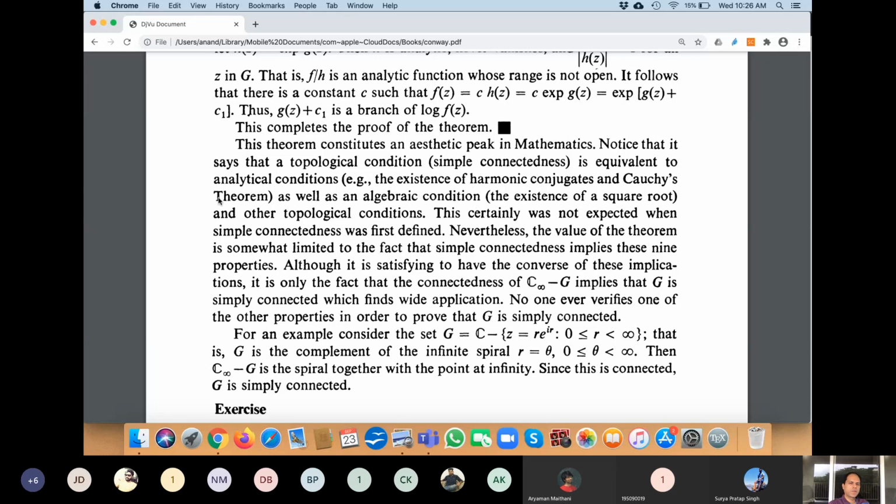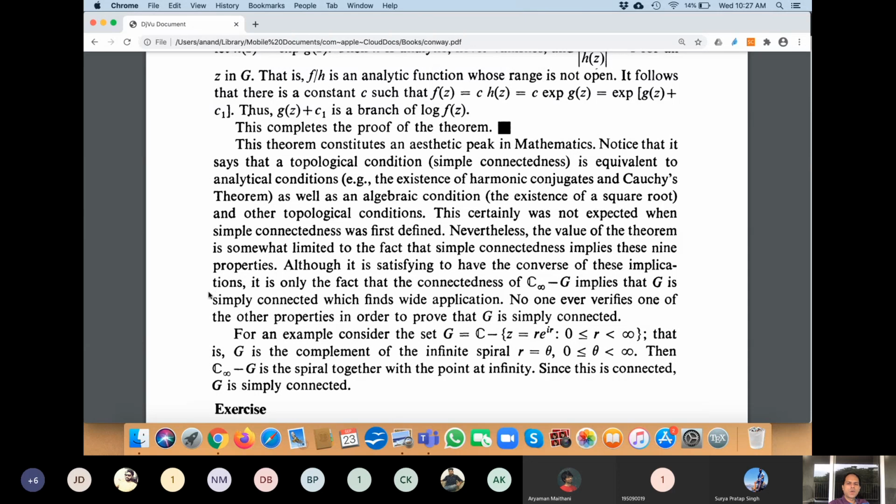Integral of f is 0 for each f. So those are analytical conditions, as well as algebraic conditions, like existence of a square root. Existence of a square root is an algebraic condition, you can say. Of course, it's also analysis because we are saying holomorphic square root. Anyway, it's connecting topology with analysis and algebra and other topological conditions. So that's why he's calling it an aesthetic peak. This certainly was not expected when simple connectedness was first defined. Nevertheless, the value of the theorem is somewhat limited to the fact that simple connectedness implies these 9 properties.